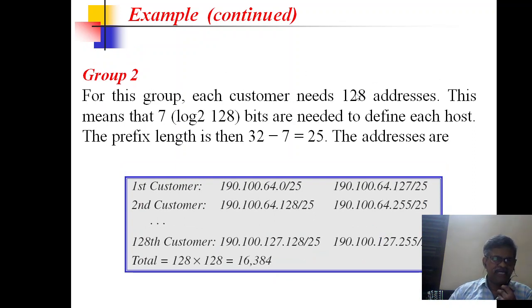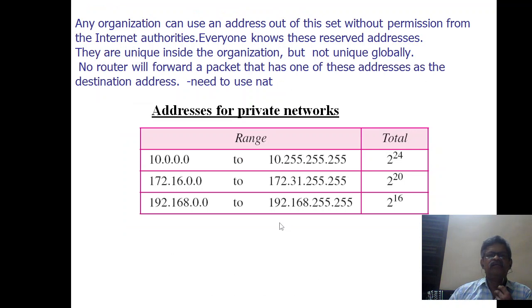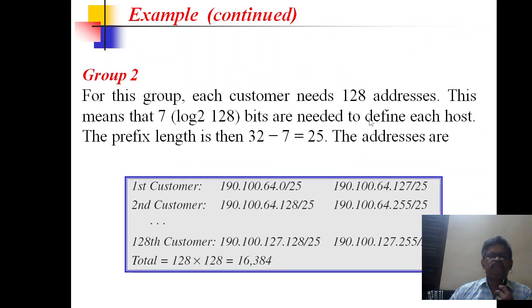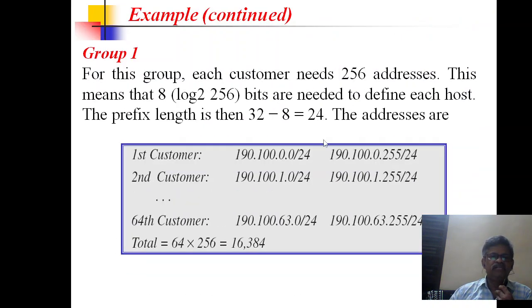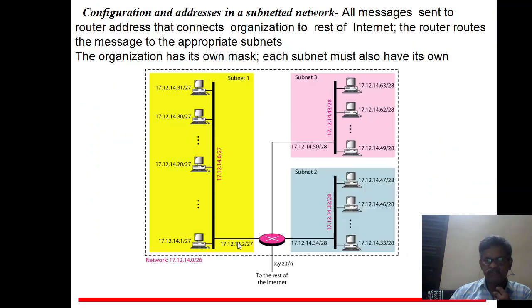So you can just track this and then find out. The second group needs 128 addresses, which means that 7 bits are needed. For the third group, each customer needs 64 addresses, which means 6 bits are needed. And finally, it will find these out and allocate. So this is how the allocation is done based on addressing.